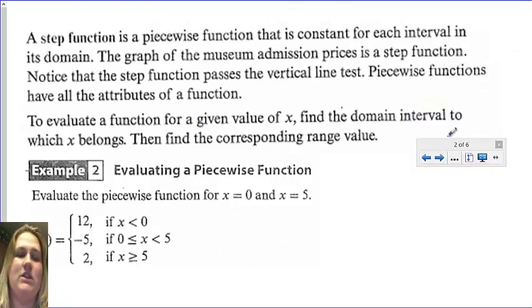A step function is a piecewise function that is constant for each interval in its domain. The graph of the museum admission prices is a step function. Notice that the step function passes the vertical line test. Piecewise functions have all the attributes of a function. To evaluate a function for a given value of x, find the domain interval to which x belongs. Then find the corresponding range values.